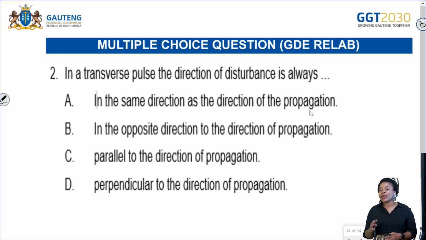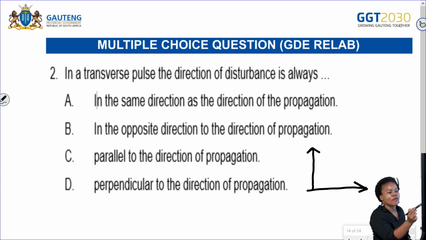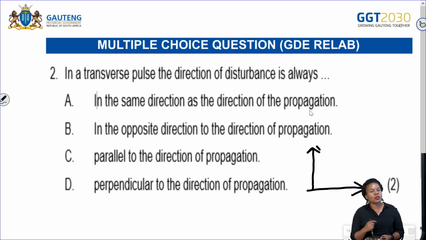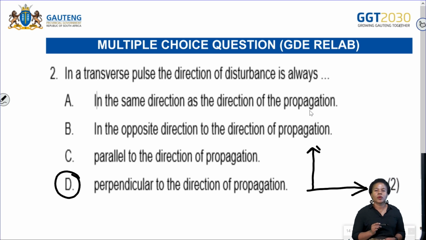Now remember, we had said in a transverse pulse, the particles of the medium are vibrating perpendicular to the propagation. Here's the propagation of the pulse moving in that direction, but the particles of the medium are at a right angle to the propagation of the wave. So your correct answer that you're looking for is perpendicular, which is your D. Perpendicular to the direction of propagation.